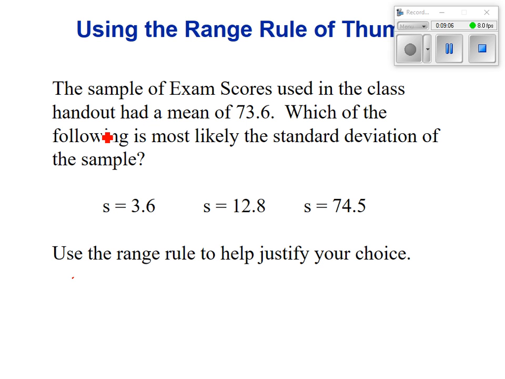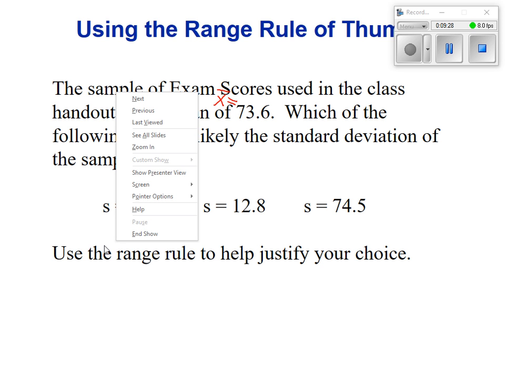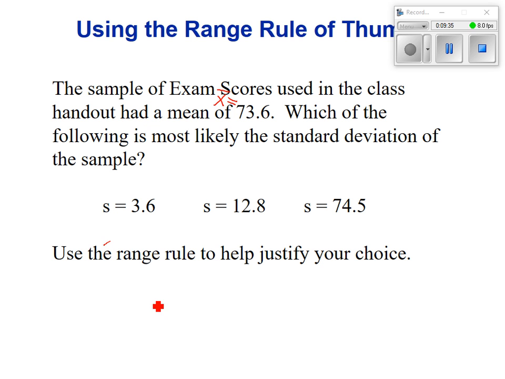We talked about this one last time. Sample exam scores used in a class handout had a mean of 73.6, which again is your X bar right here. Which of the following is most likely the standard deviation of the sample? So we're trying to figure out which one's most likely the standard deviation. This time, we don't know any of the other stuff, so if we're just looking for the standard deviation, we had that formula that said S equals the range divided by 4.